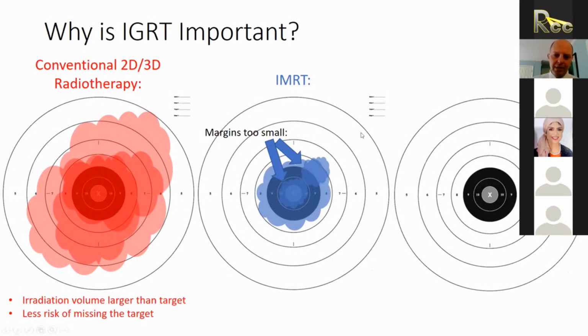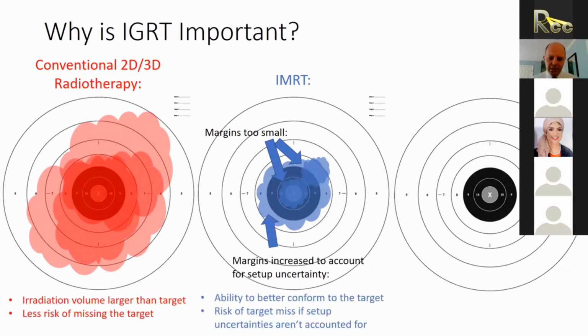So without image guidance, we're going to be limited in how small we can paint this volume because of the uncertainty in our setup. In this case, to summarize, we have a better ability to conform to the target, but there is a risk of target miss if the setup uncertainties aren't accounted for. So some of that benefit of the ability to conform, we can't really realize without image guidance because of the increased uncertainty. Now, if we include image guidance in our treatment, each time we set up, we will be able to minimize our setup uncertainty.